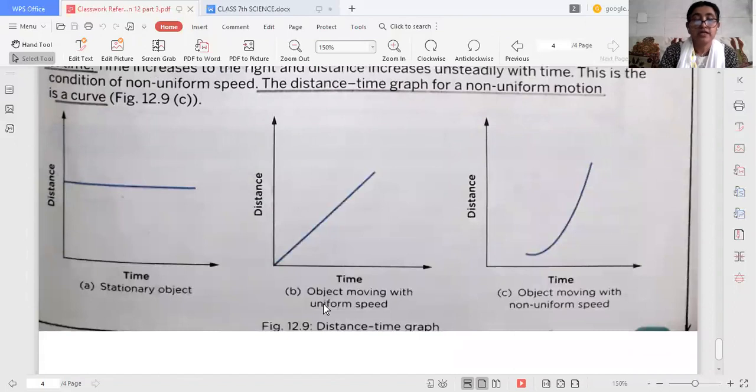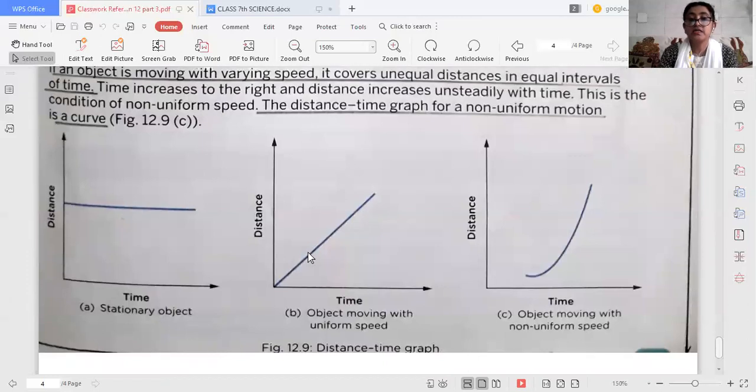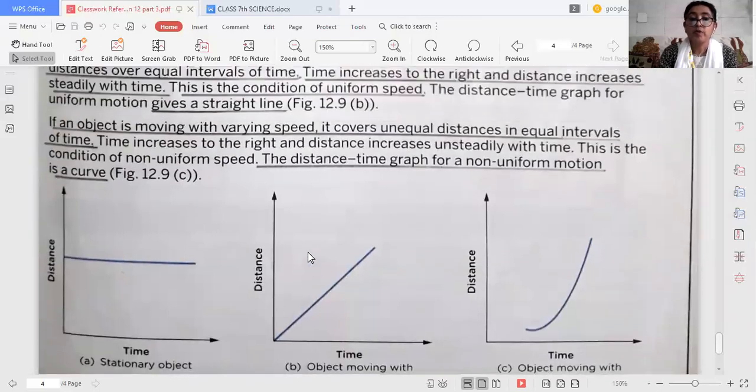The first one is showing that an object is stationary, right? You can see it is parallel. And the second one is showing the distance time graph for uniform motion. Now you can see the third one. It is a little bit curved.